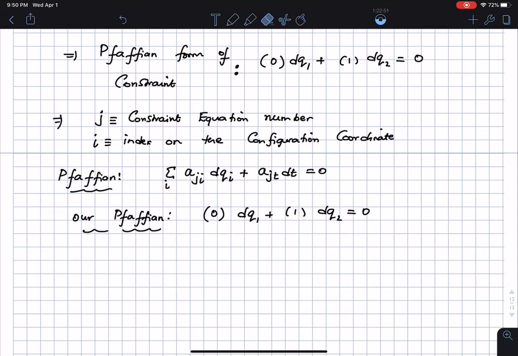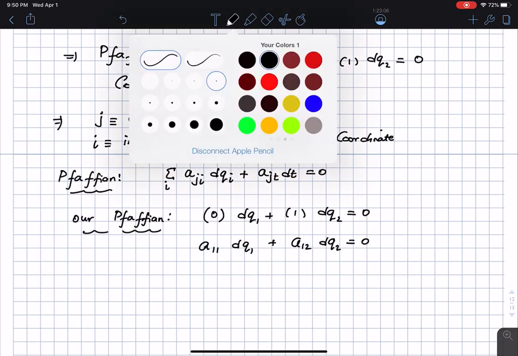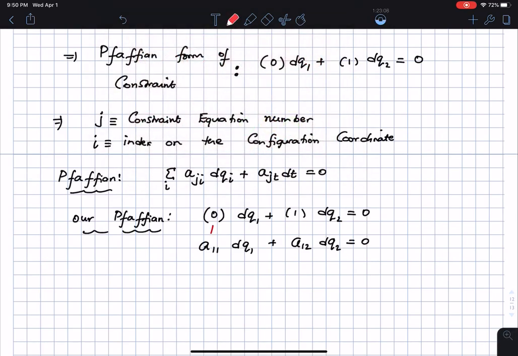So if I write this in our regular form, you can call this a11 dq1 plus a12 dq2 is equal to 0, which means that a11 is equal to 0 and a12 is equal to 1, right? This is for j is equal to 1 and i is equal to 1 and 2. j is the first constraint equation. There's only one constraint equation for us, okay?